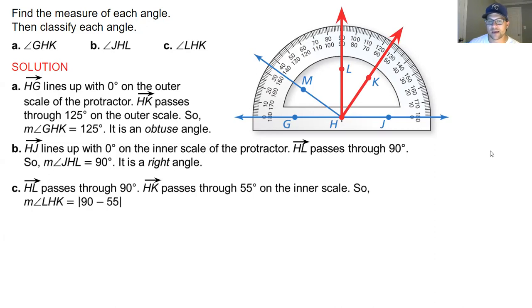The way you figure out the angle between them is to just take the difference. 90 minus 55 is 35 degrees. And since that is less than 90 but greater than 0, that would be considered an acute angle.